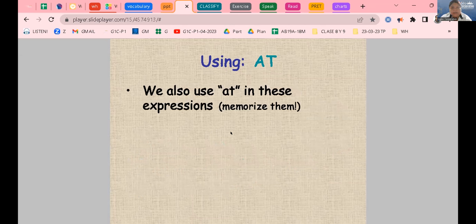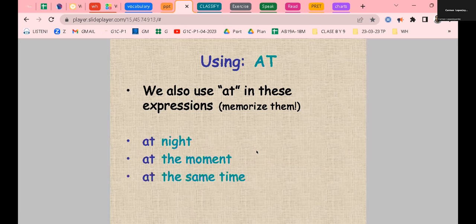And Carmen, please continue using at. We also use at in these expressions. At night, at the moment, at the same time, and the, no sé cómo se pronuncia, beginning. Beginning, okay. At the end of.